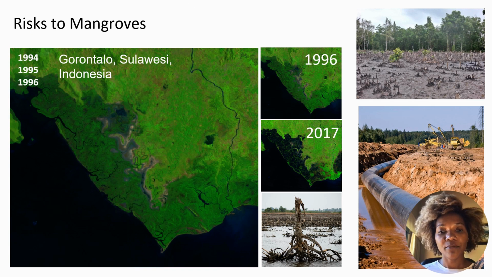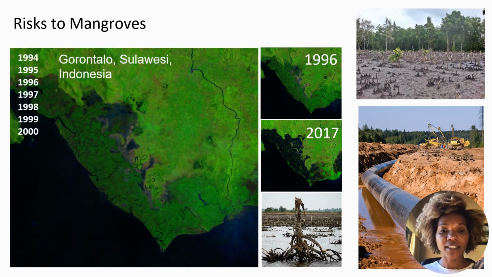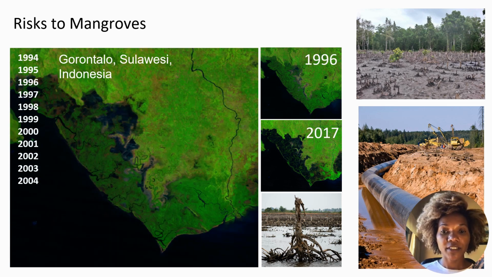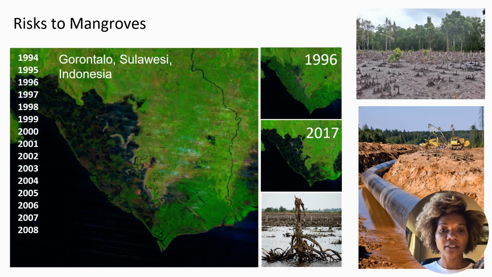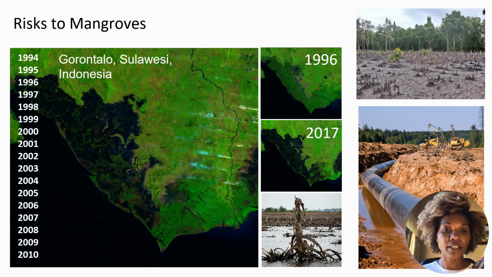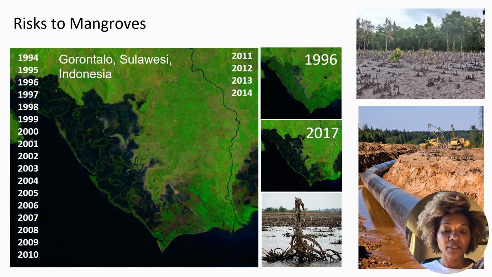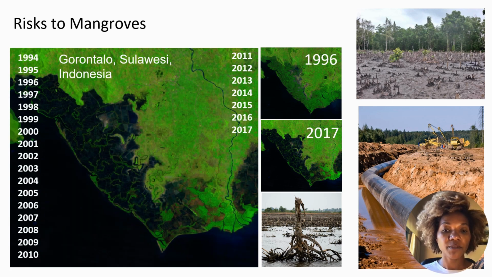To show an example, here I'm showing a time series of satellite data from the Landsat sensors, taken from 1994 up to 2017, that really shows the dramatic loss of mangroves in an area in Indonesia called Gorontalo. Here we're seeing how these mangroves were converted from healthy mangrove ecosystems to aquaculture ponds.